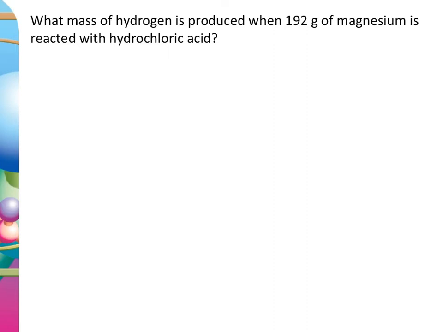Okay, so we know that magnesium is reacting with hydrochloric acid, and what we should remember is if we're reacting a metal with an acid, we make a salt and hydrogen. So our salt is going to be magnesium chloride, so we need to be confident that we can write the formula of magnesium chloride. And we're also going to make hydrogen.